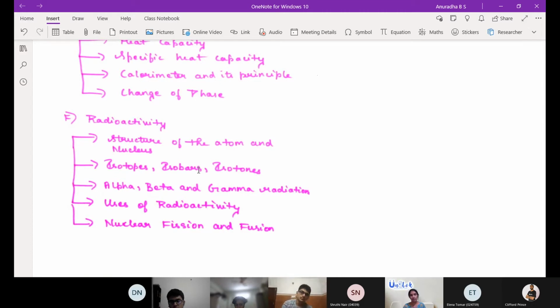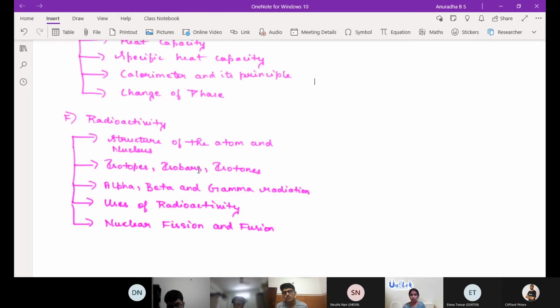How is the structure of the atom, and what is present in the nucleus? Protons and neutrons. What happens if the atom is unstable? You will be learning about that.